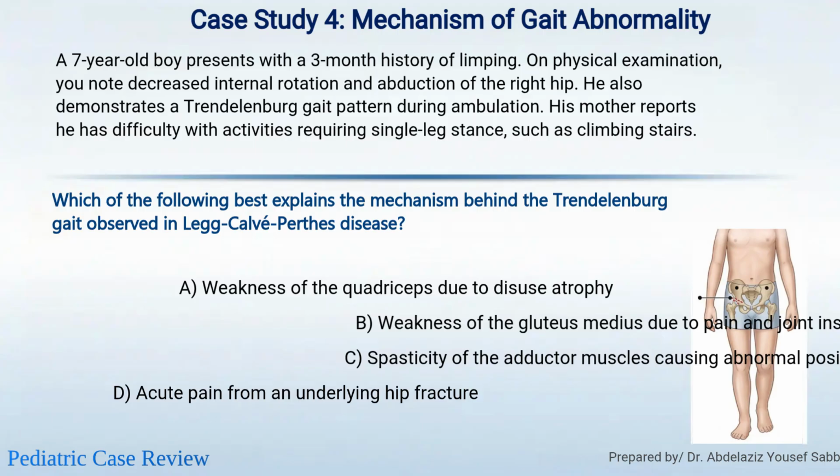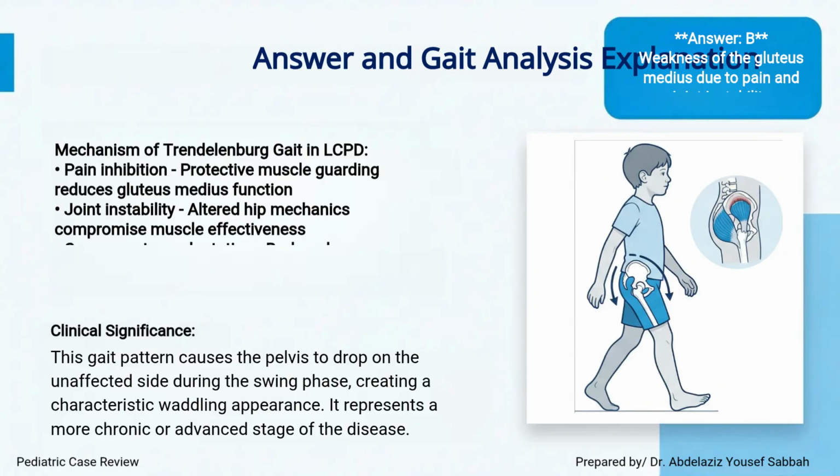Option C, spasticity of the adductor muscles causing abnormal positioning. Option D, acute pain from an underlying hip fracture. The correct answer is option B, weakness of the gluteus medius due to pain and joint instability.